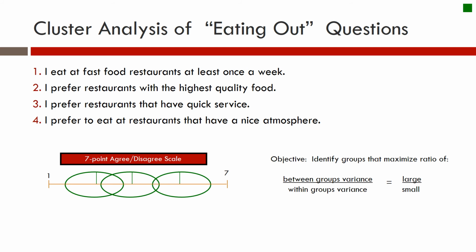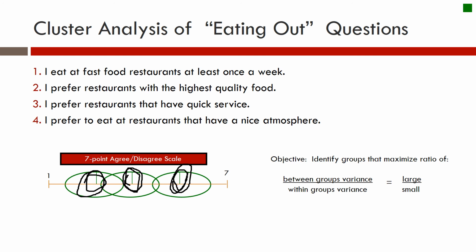Okay, so as an illustration here, we have a set of 4 questions that relate to dining out or eating out at restaurants. And so we have a variety of consumers who maybe answer this survey, and we have one group of consumers that fall in this lower section, and we have another group that fall in this middle section, and then we have a third group that fall in this upper section.